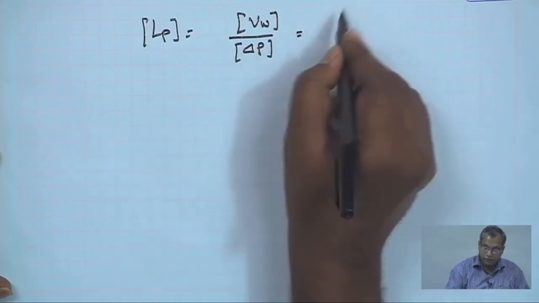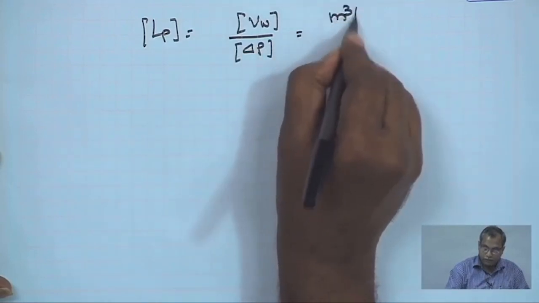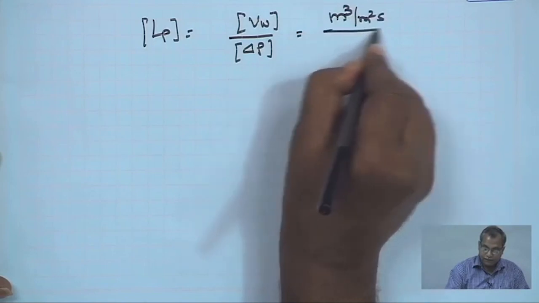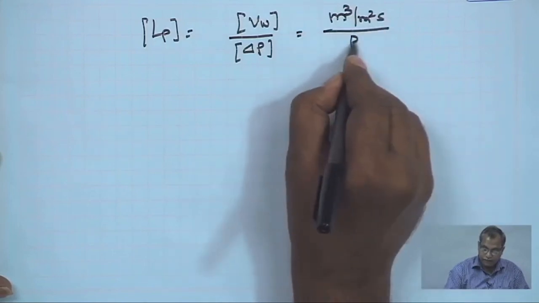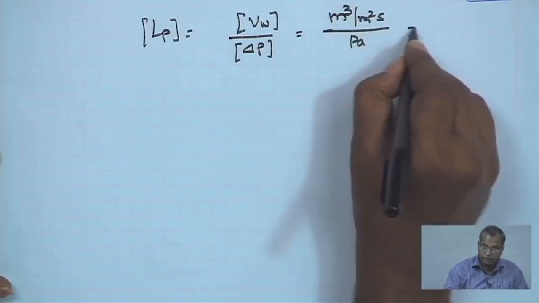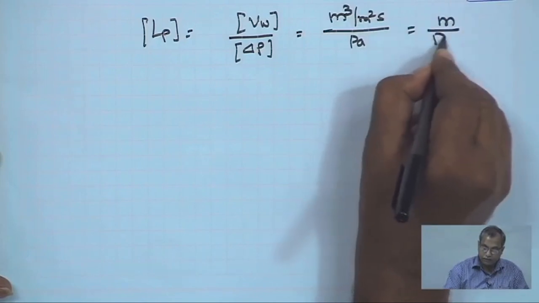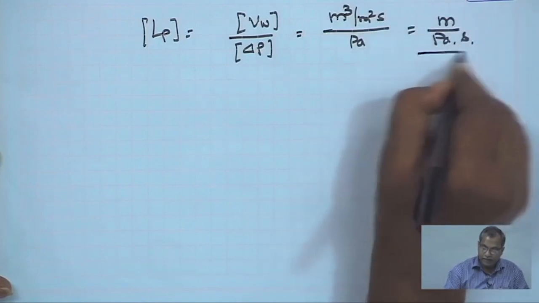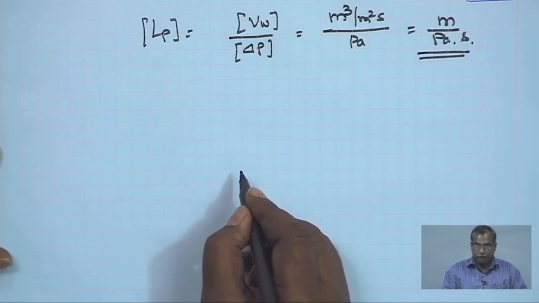What is the permeate flux? Meter cube per meter square second, divided by delta P, which is in Pascal. So, 1 meter will be cancelled out, and it will be meter per Pascal second. So, this is the SI unit of membrane permeability.